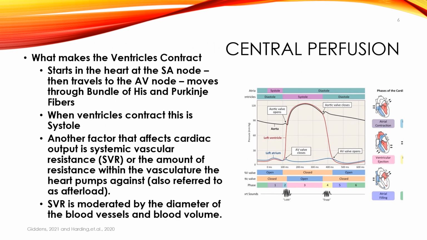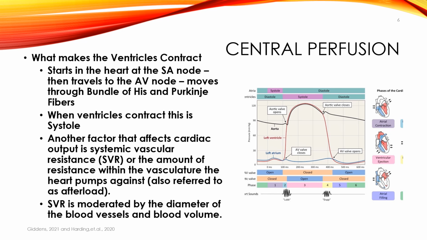All right, so when we take a look at central perfusion, we have to think about what makes the ventricles contract. All right, and we'll take a more in-depth look at this again next week. But the electrical part of the ventricles contracting starts in the SA node. This is where our normal heartbeat originates from when we have normal conduction. So it starts in the SA node, travels to the AV node, moves through the bundle of His and the Purkinje fibers. So when the ventricles contract, this is called systole.